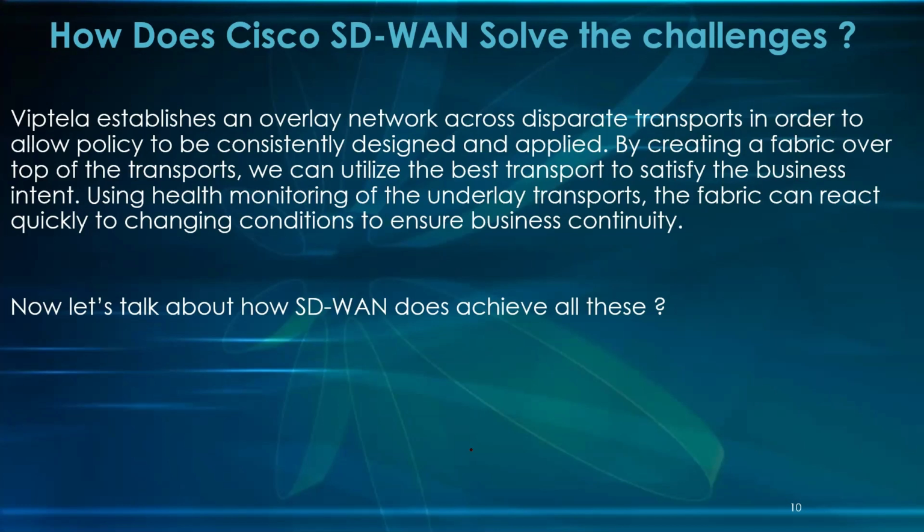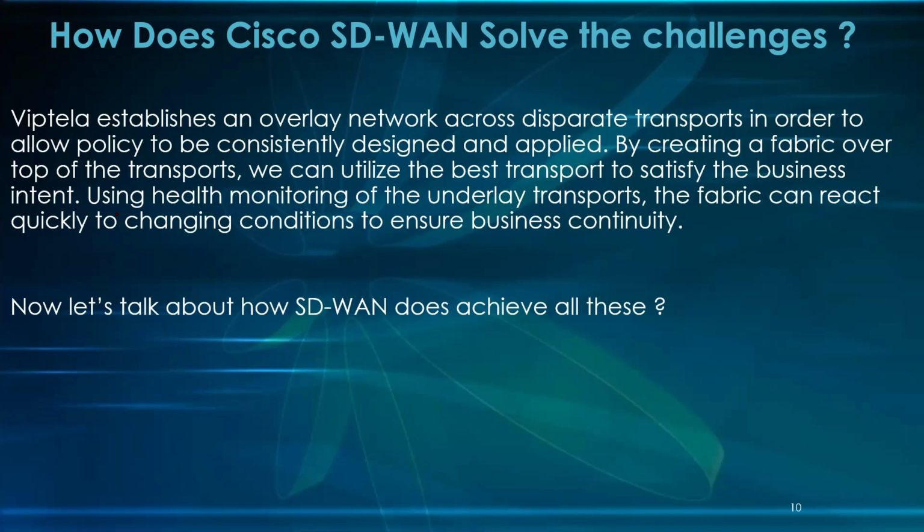By creating a fabric on top of the transport, we can utilize the best transport to satisfy the business intent. So what does that mean? You have the different transports, you build out the overlay, you design the policy, everything. But what if the transport is not at all meeting those requirements for the business?